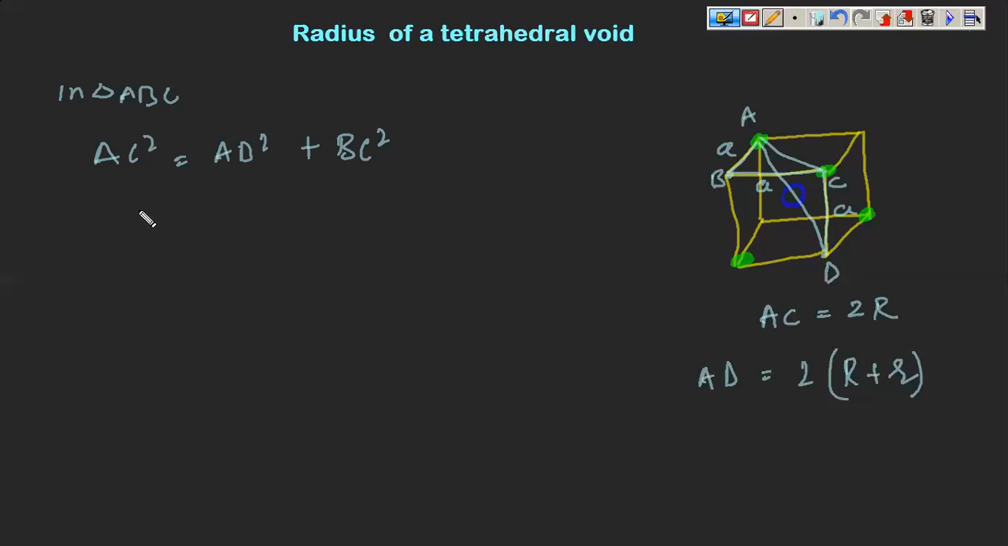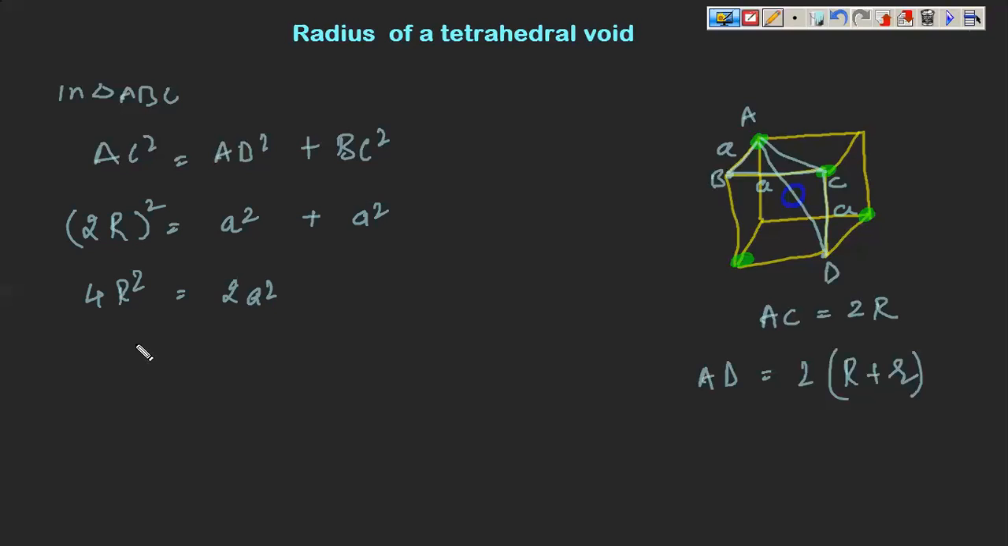So AC, what is AC? AC square. AC we know very well. It is 2R. AB we know very well. This is A, so A square. BC we know very well. This is again A, so A square. And it is 2R whole square. So what you will find, 4R square, if you open the whole square, you will find A square plus A square is equal to 2A square.